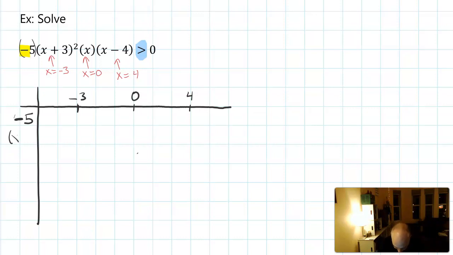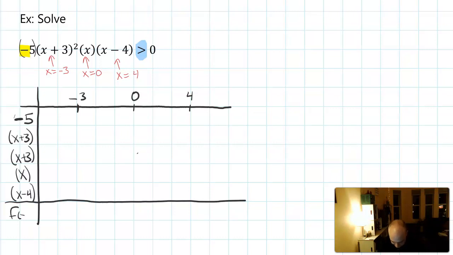Then I'm going to include x plus 3, and you could write it as x plus 3 squared, or you could do what I'm going to do and just write it as x plus 3 twice. X plus 3, x plus 3. It does matter that it's squared. Then I'll write a factor of x, and I'll write the factor of x minus 4. And then on the bottom, we can write just an f of x to say this is going to be like the net sign.